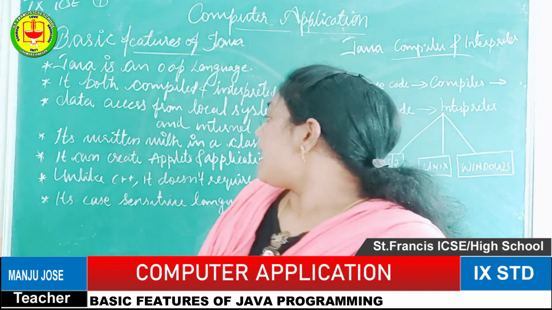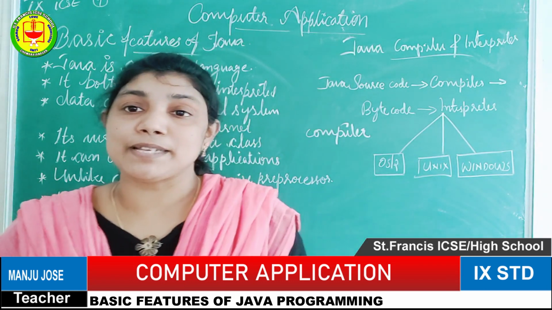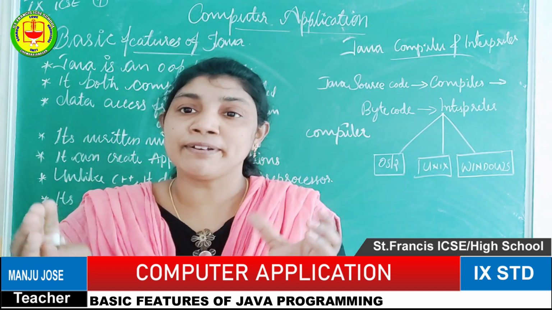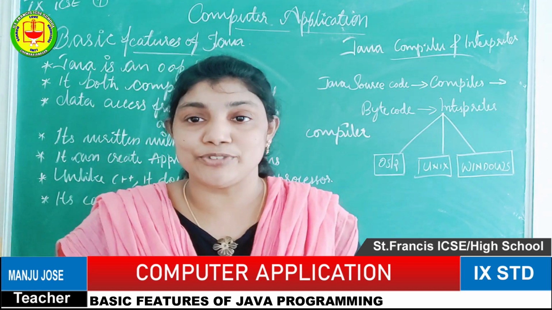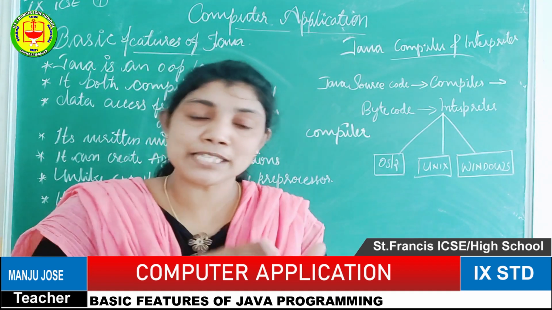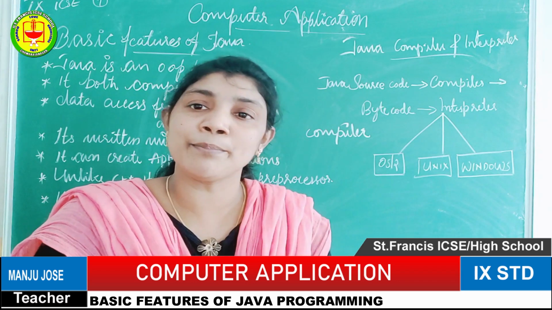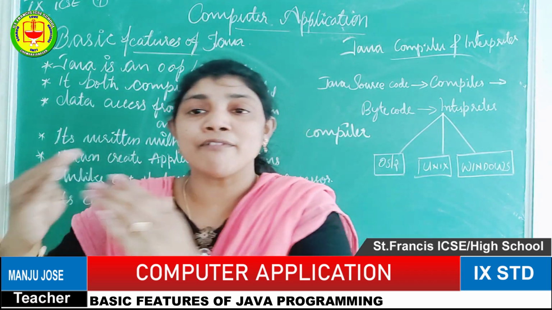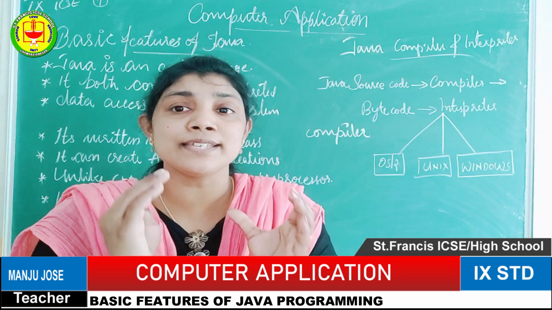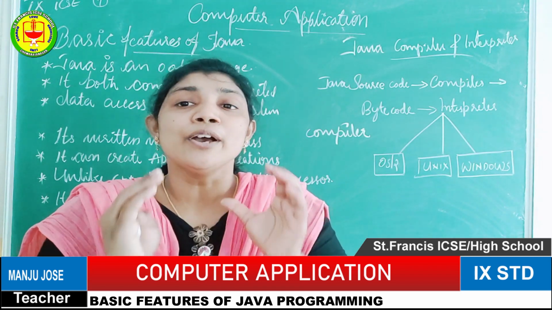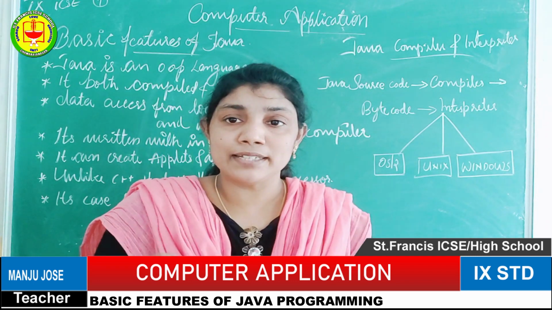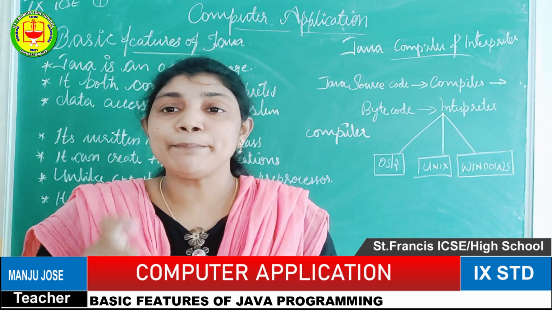The next point is unlike C++, Java doesn't need to refer to preprocessor directives. So what do you mean by preprocessor directives? C++ is a programming language, an object-oriented programming language. At the same time we can tell Java is also an object-oriented programming language. Then we are telling, unlike C++, Java doesn't need to refer to the preprocessor directives. So before that, let me explain this concept. What do you mean by preprocessor directives?